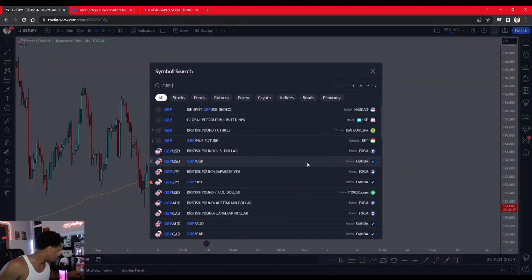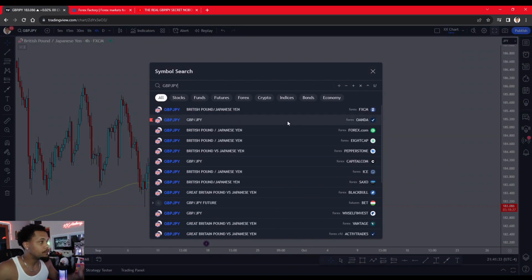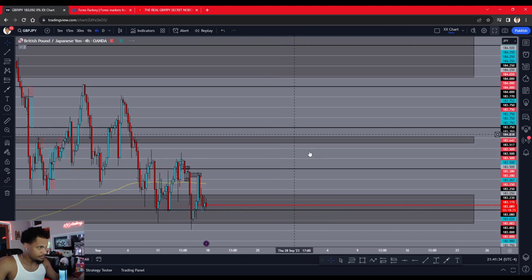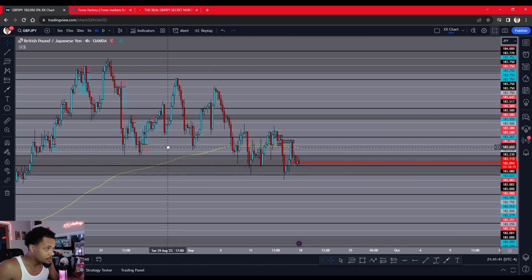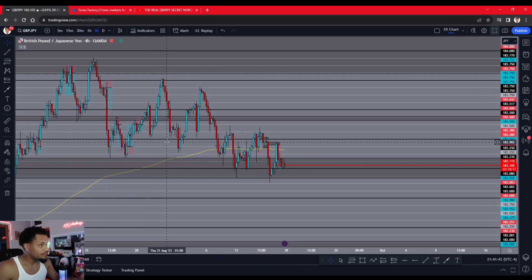Now, I'm going to go ahead and go to my chart. And I don't know if I've mentioned this before, but this strategy I use on GJ. I'm not going to confirm if you can use it on every other pair, but this is my pair. This is what works. This is my strategy. All right. So, let me go ahead and go into replay mode.